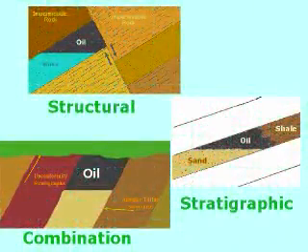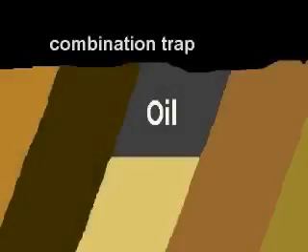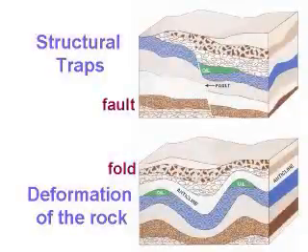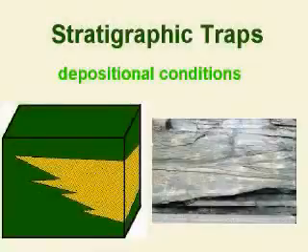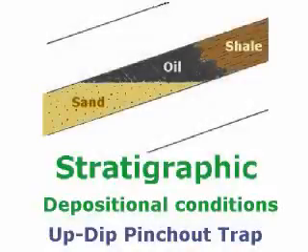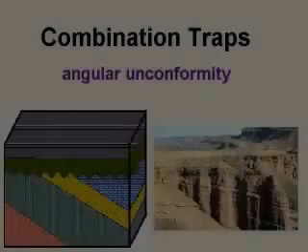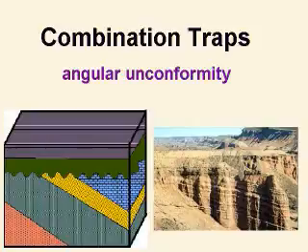There are three types of traps. Here we will talk about the most common ones: the structural, the stratigraphic, and the combination of structural and stratigraphic. Structural traps are caused by deformation. Something big, like an earthquake or moving plates, has changed the rocks. Stratigraphic traps are caused by irregularities in the deposition of the layers when they were laid down. Combination traps, commonly known as angular unconformity traps, are composed of rock formations created from both deformation and deposition.